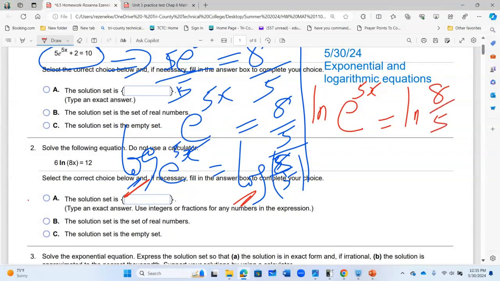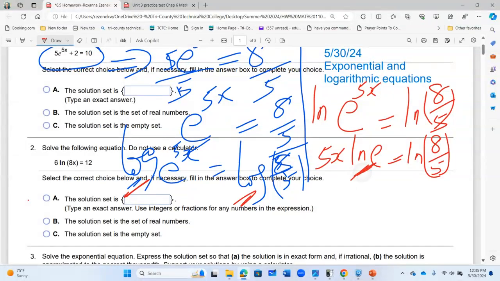The same laws apply for the common logarithm and the natural logarithm. So we have the exponent as coefficient: 5x multiplied by natural log of e is equal to natural log of 8 over 5. We already know that natural log of e is 1, so we are left with 5x. Therefore, x is equal to natural log of 8 over 5, all divided by 5.